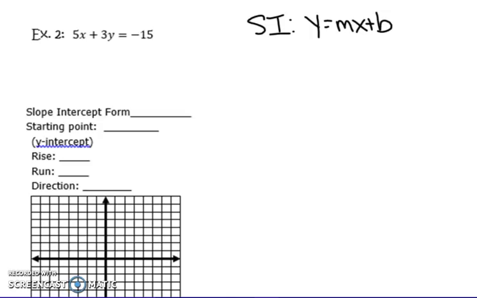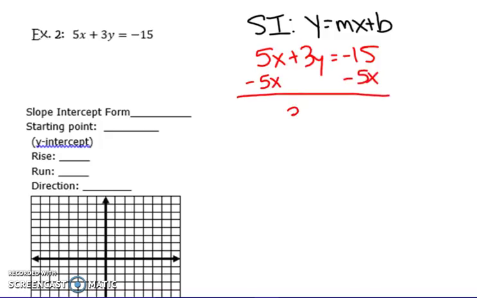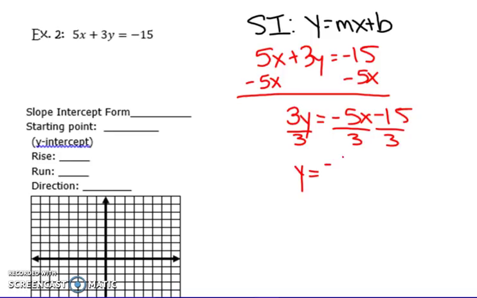If we look at our second example, we have 5x plus 3y equals negative 15. Again, I want to turn it into slope-intercept form, so I'm going to start by subtracting my x. In this case, we're going to subtract 5x on both sides. We're left with 3y equals negative 5x minus 15. The variables are all for y on one side, but now I need to get rid of the coefficient. 3 is being multiplied by y, so I'm going to divide by 3 on both sides. I'm left with y equals negative 5/3 x, and 15 divided by 3 gives me minus 5.